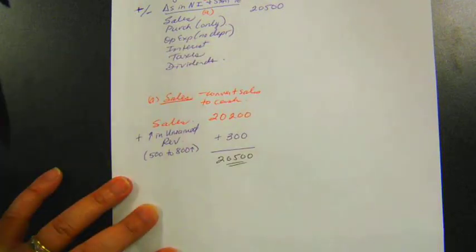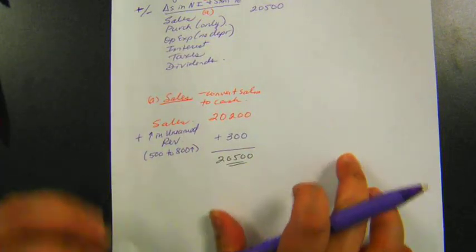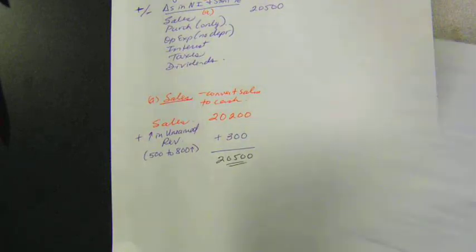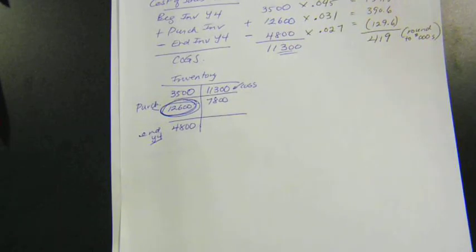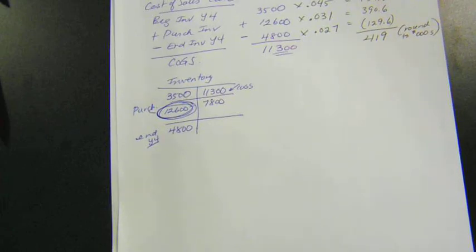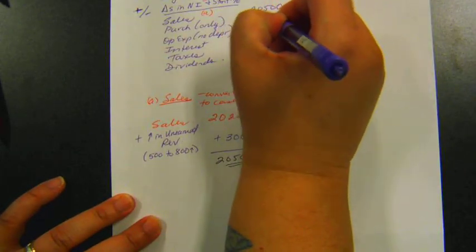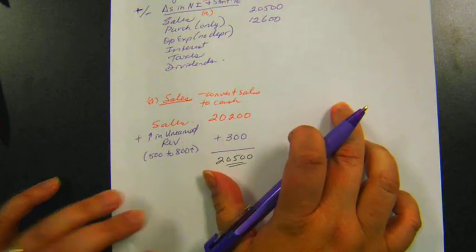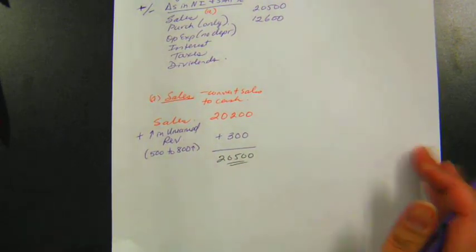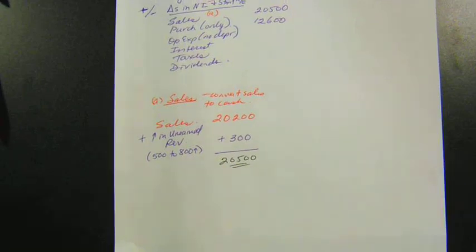Now, purchases we're happy with. We already know purchases from our lines. They were 12,600. We already know our operating expenses with no depreciation were $3,400, right?